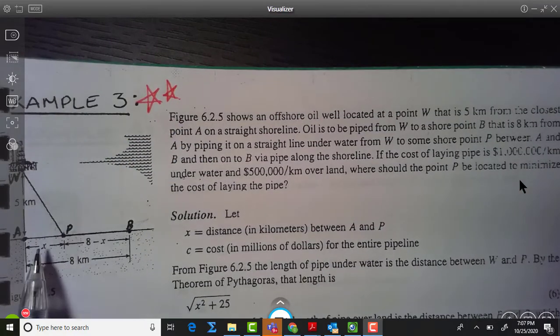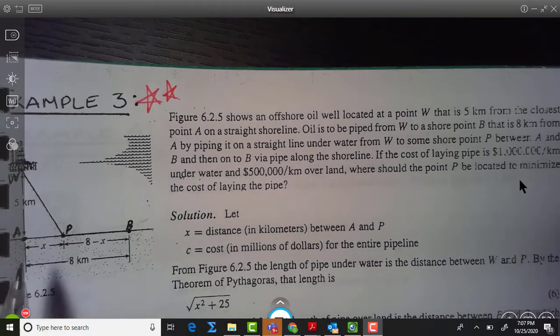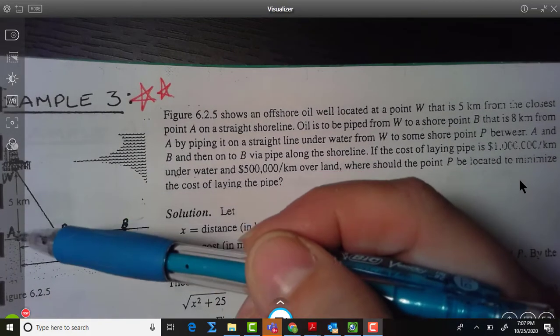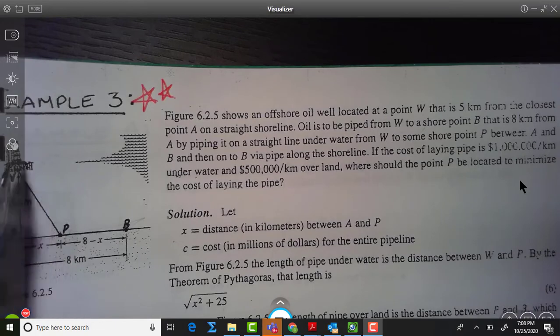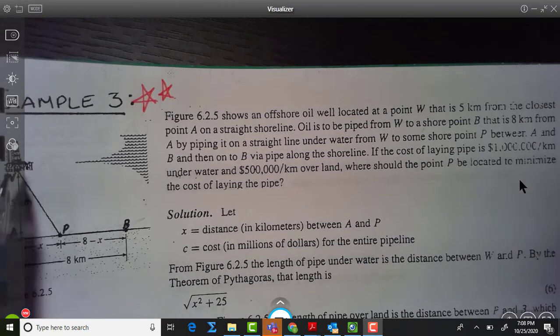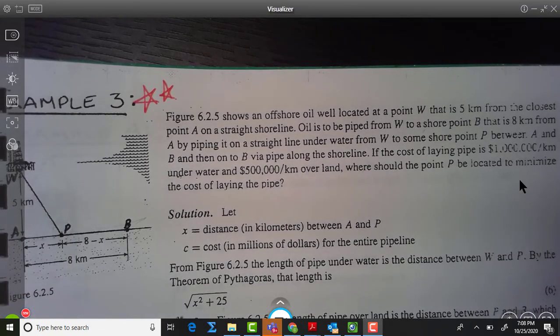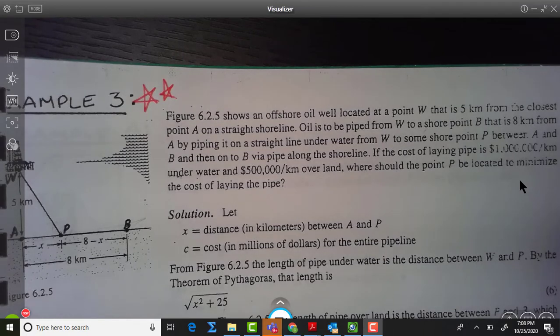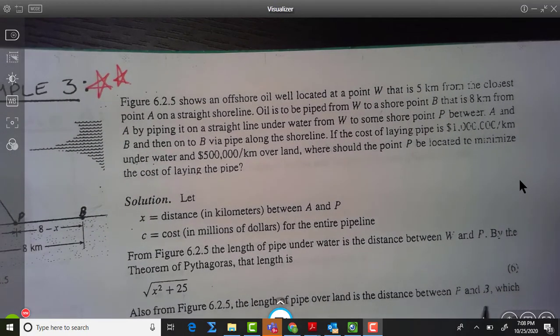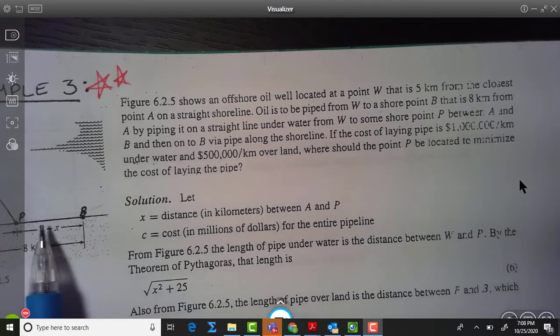And so we have, by Pythagorean theorem, x squared plus 5 squared is WP squared. So we can get this length to be the square root of x squared plus 25. Now also, the length of pipe over land is the distance between P and B, which is 8 minus x.